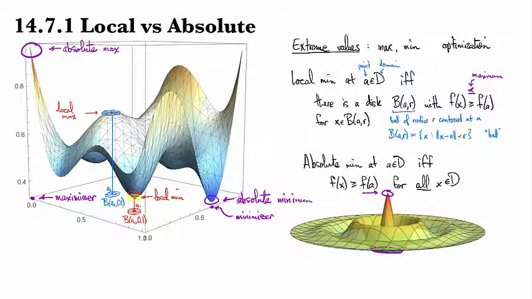And then similarly, we've got local maxes. There's a local max at every point along the crest of this circle right here. And there's a local min that's not an absolute min everywhere around the bottom of this trough right down here.